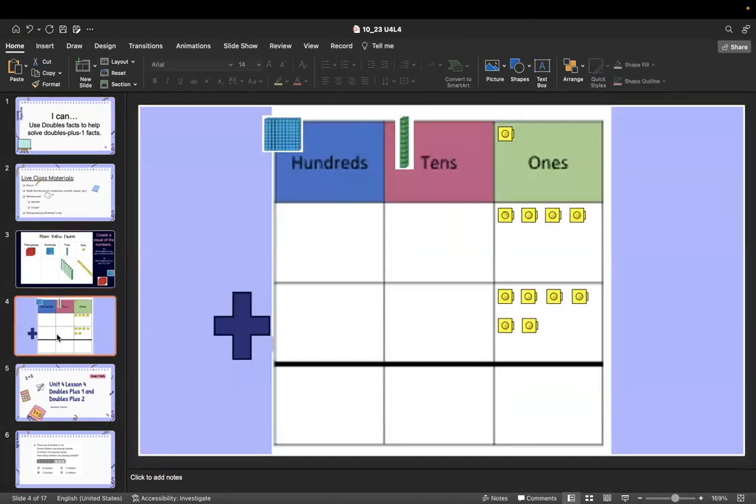Okay, so now we're back and we're looking at our hundreds, tens, and ones chart. And we are going to add these two numbers together. This first number is what? 4. So we have 4 plus 6, right? 2, 4, 6. Okay, so when we add those together, what happens? What's going to happen?